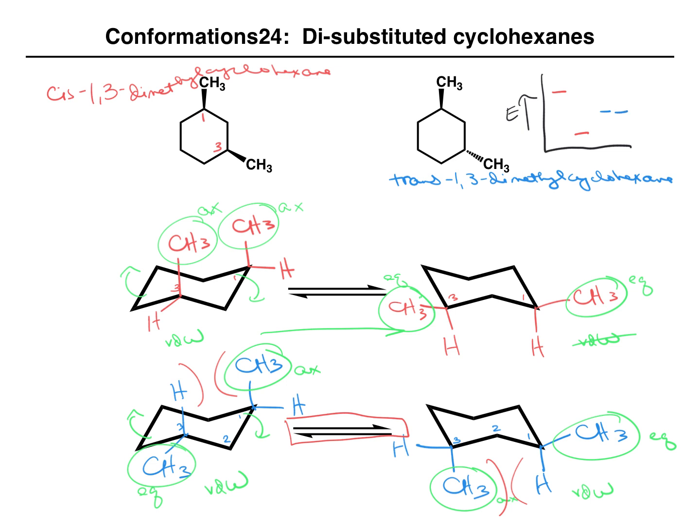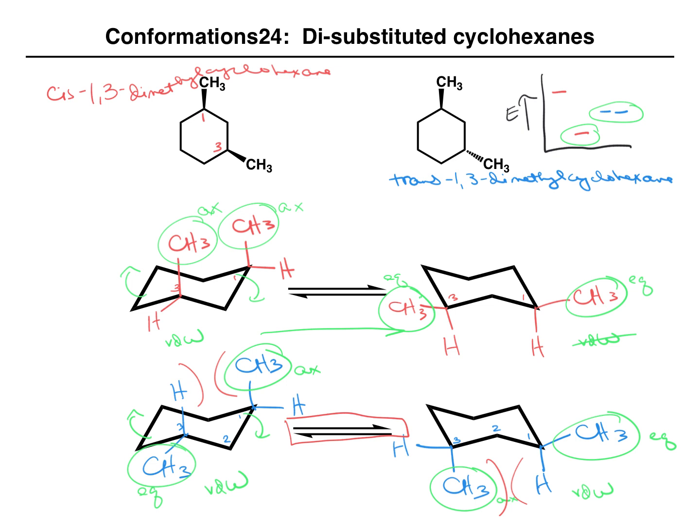So for 1,3 disubstituted cyclohexanes, the cis is more stable than the trans because cis has one conformation that is more stable than the two trans chair conformations. So with 1,2 disubstituted, trans was more stable than cis, but with 1,3 we have cis is more stable than trans. You can go through this with 1,4 disubstituted cyclohexanes and see which one is more stable.